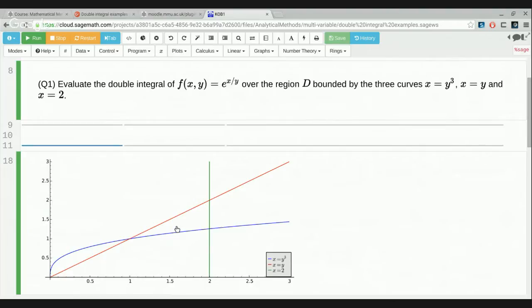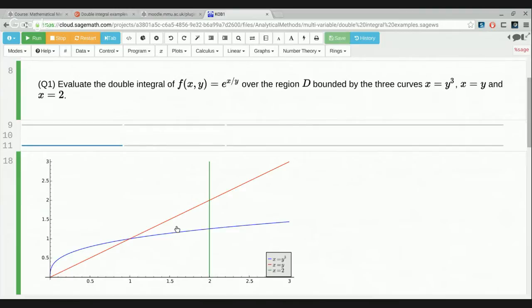Let's integrate this. Now, this integral I will be the double integral of e to the x over y. And I have to make a choice about what I'm going to integrate with respect to first. So I've got a choice, here I could either go dx dy or I could go dy dx. So which of these will be the easier one to integrate?